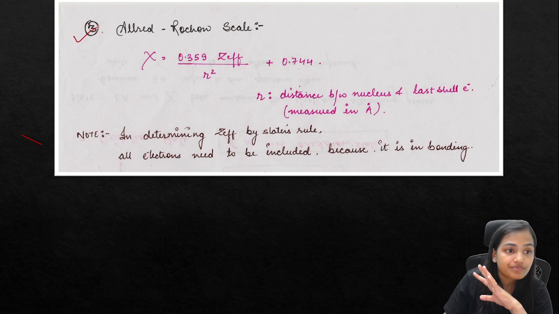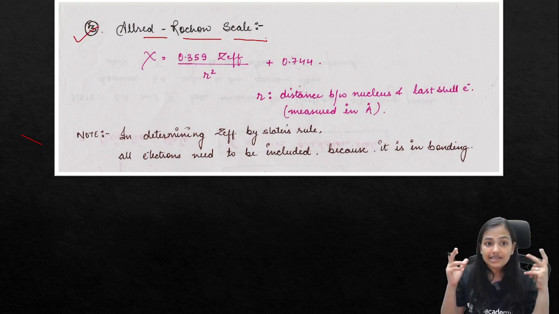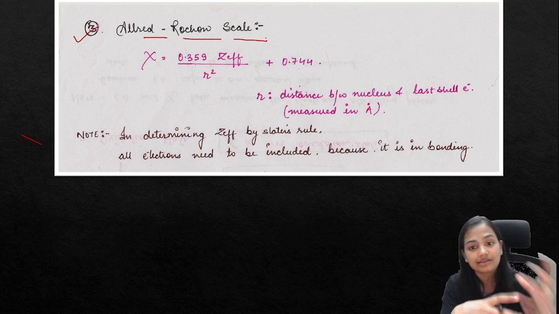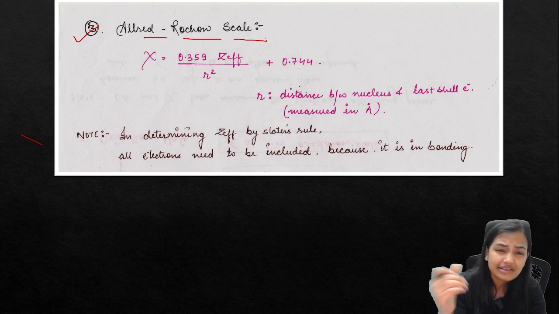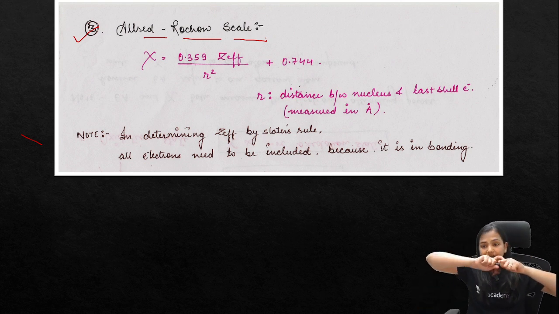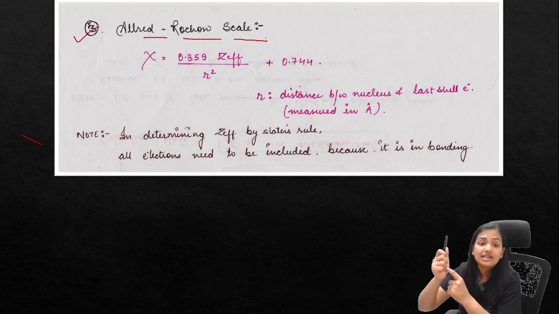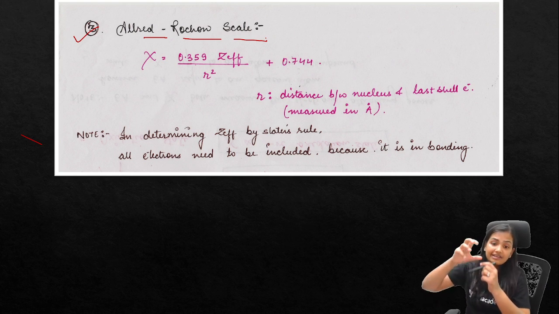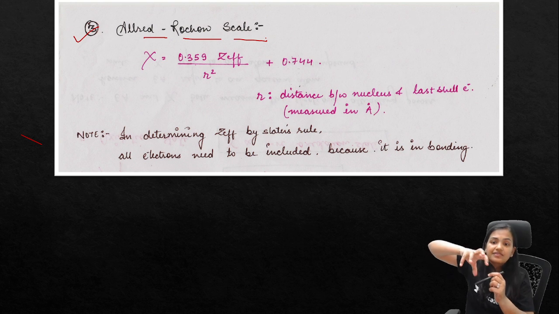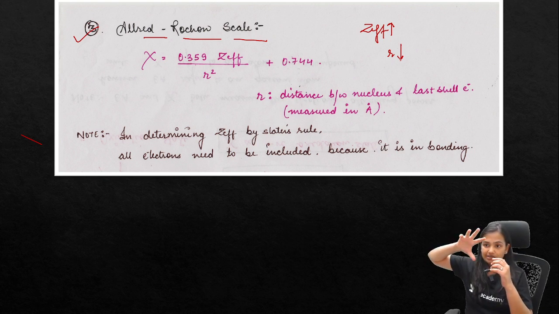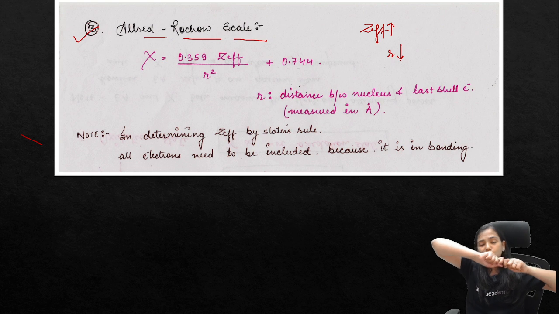Now here we have the third scale, which is the Allred-Rochow scale. So what does this scientist say? He says that by determining the Z effective and the radii of an atom, we can determine the electronegativity values. So what does this mean? Here I am saying that B is more powerful to pull the shared pair of electrons. Why? Allred-Rochow says that B has more Z effective, more attraction for the last shell electron. If the Z effective increases, the radius of the atom decreases and the size shrinks. So when the radius decreases, it becomes more powerful and will pull the shared pair of electrons towards itself.